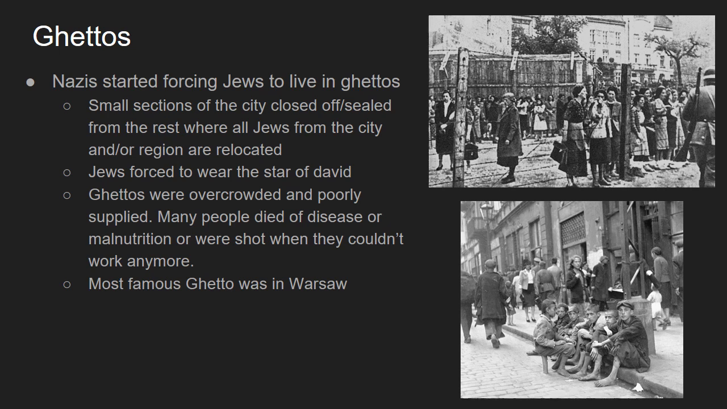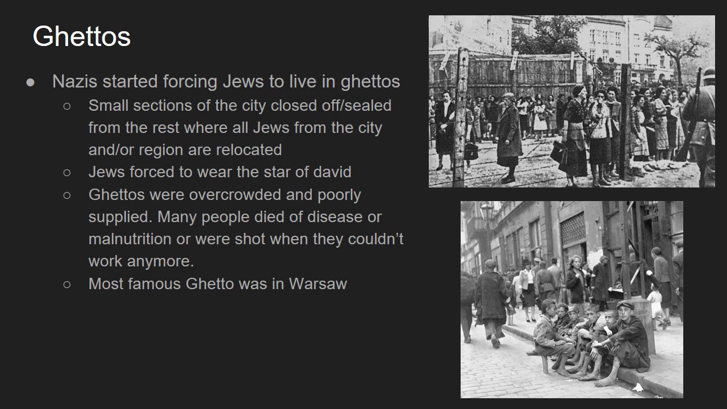Ghettos in general were overcrowded, poorly supplied. Many people in them died of disease or malnutrition because they were all crowded together, which allowed more disease to take root. The main value that the Nazis found in keeping the Jews in these ghettos was using them for work in factories and things like that. And so when people grew too weak to work because of disease or an accident, many of them were killed on the spot.